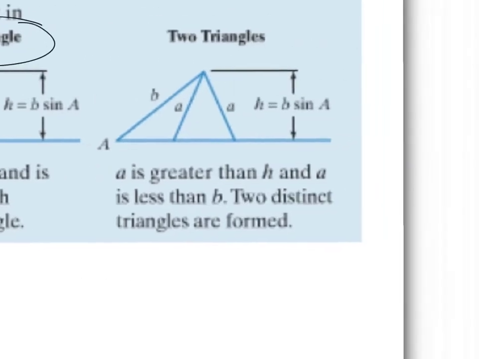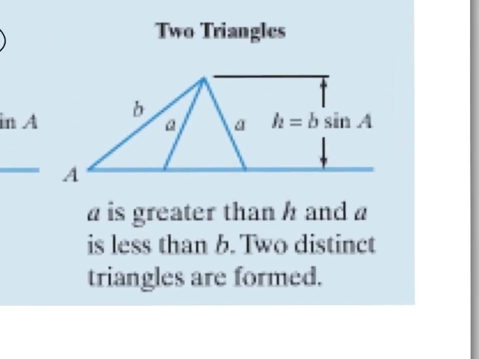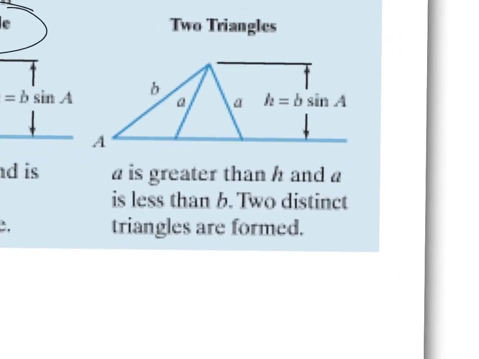And then the last one, the one that's a lot of fun to calculate, is this 2 triangles scenario. It could be that you have these 2 triangle scenarios. When does it happen? It happens when A is greater than H and A is less than B.